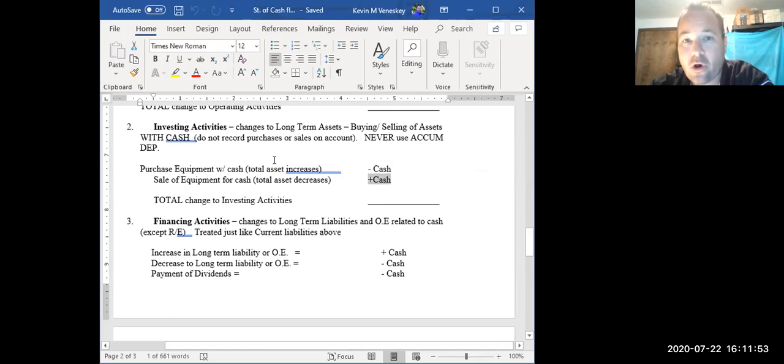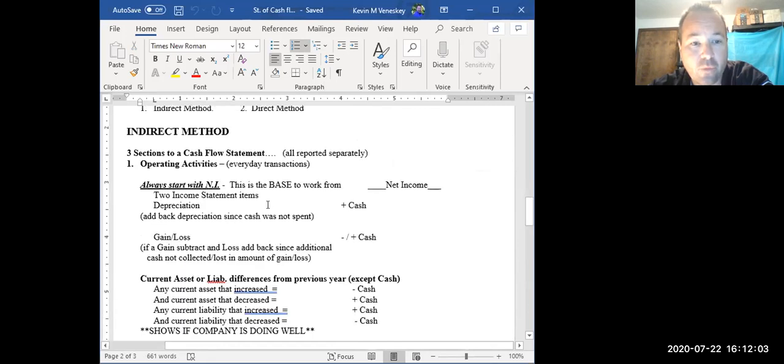We always look at all of our long-term assets, except we do not put on there accumulated depreciation, because accumulated depreciation, we already affected that up here. We don't want to put it in twice. We put it in when we did the depreciation expense for the year.